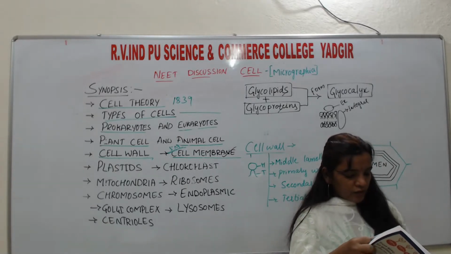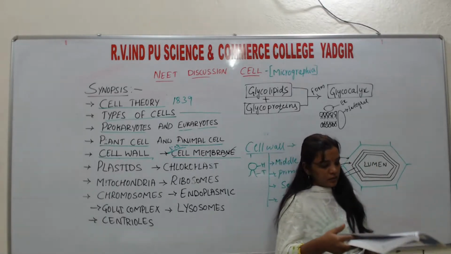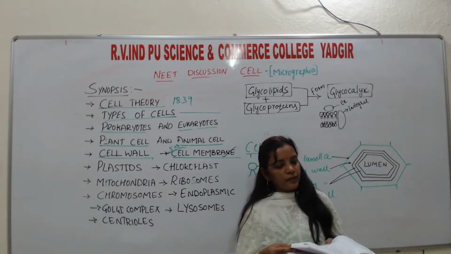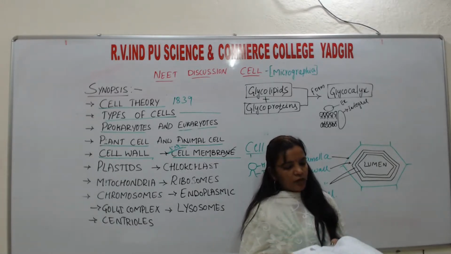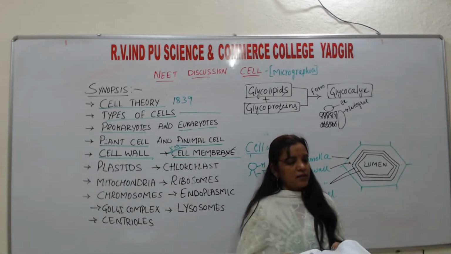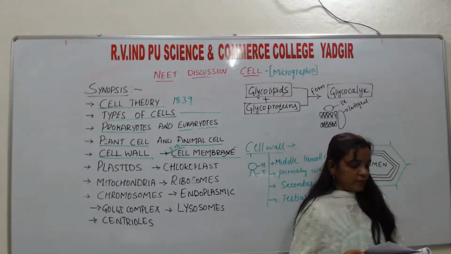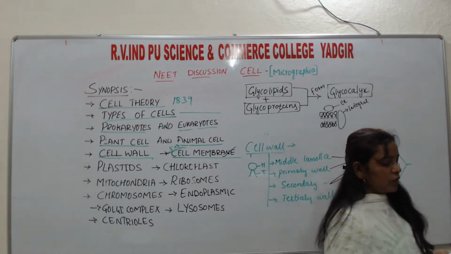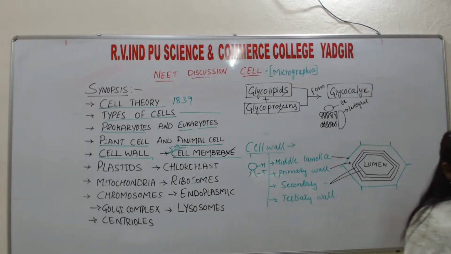Next, select the correct matching. 26th question: rough endoplasmic reticulum, synthesis of glycogen, wrong. Smooth endoplasmic reticulum, oxidation of fatty acids, synthesis of phospholipids. Smooth endoplasmic reticulum synthesizes the lipids. Answer for 26 is D. Next, 27. The chromosomes in which centromere is situated close to one end, that is the acrocentric.